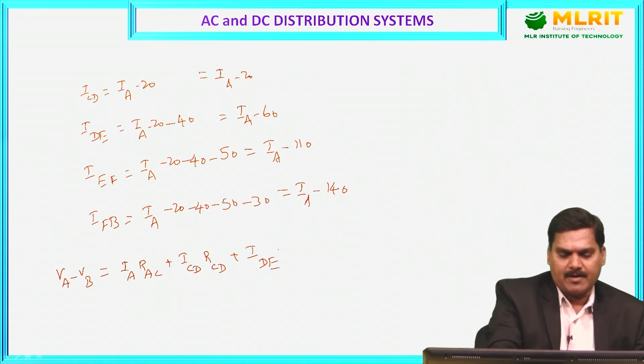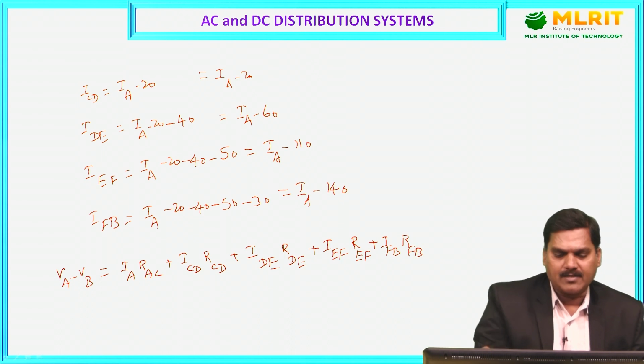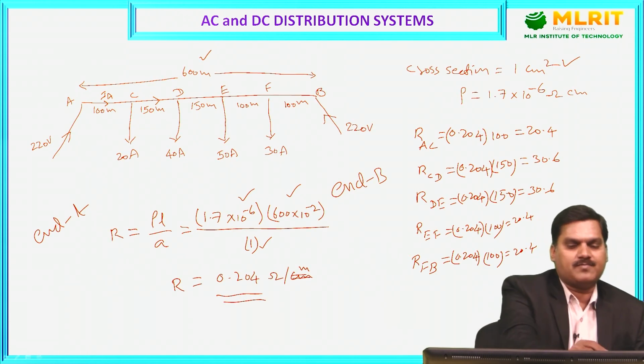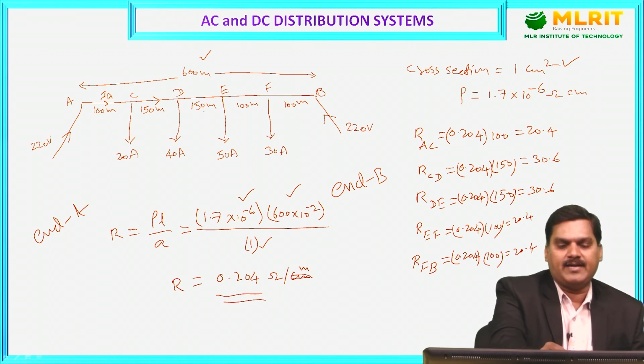IDE multiplied by RDE, plus the next section IEF multiplied by REF, plus IFB multiplied by RFB, like this. So the voltage difference between points A and B can be written as VAC plus VCD plus VDE plus VEF plus VFB.